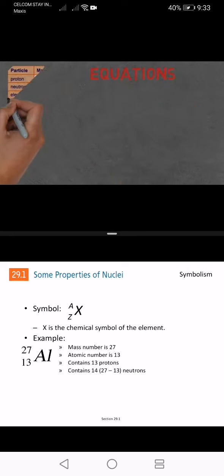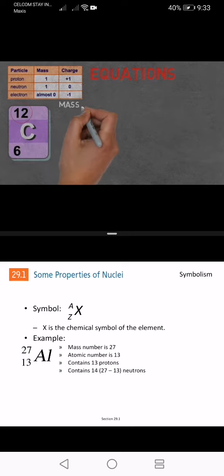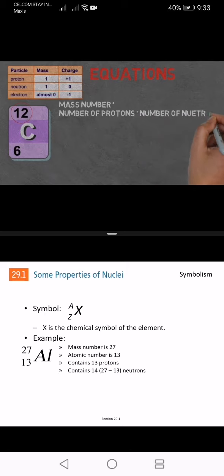Okay, well if we look at some of the equations now, which help us work out both atomic weight and atomic number of an element. Again, we'll look at carbon as our example. If we want to find the mass number, which is the 12, we need to add the number of protons and number of neutrons together. So if we had 6 protons and 6 neutrons, the weight would be 12.